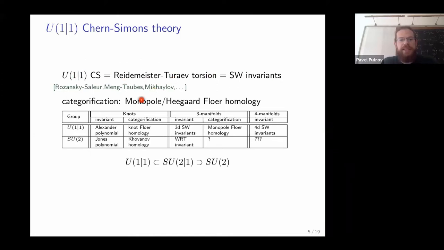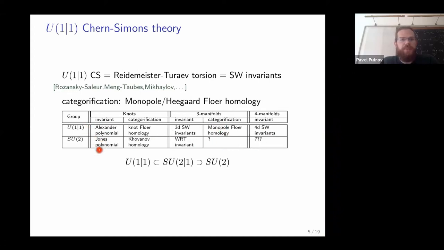And what is nice about this case is that it is known, both for invariants of three manifolds and knots, how to categorify this invariant. In particular, one gets the following table. The corresponding invariant of knots is the Alexander polynomial, and its categorification is knot Floer homology. And similarly, the categorification for three-manifold invariants is monopole Floer homology, or equivalently Heegaard Floer homology. And it can also be extended to invariants of four manifolds, which are four-dimensional Seiberg-Witten invariants. So, roughly, this homology can be seen as the Hilbert space of the corresponding four-dimensional TQFT on a three manifold.